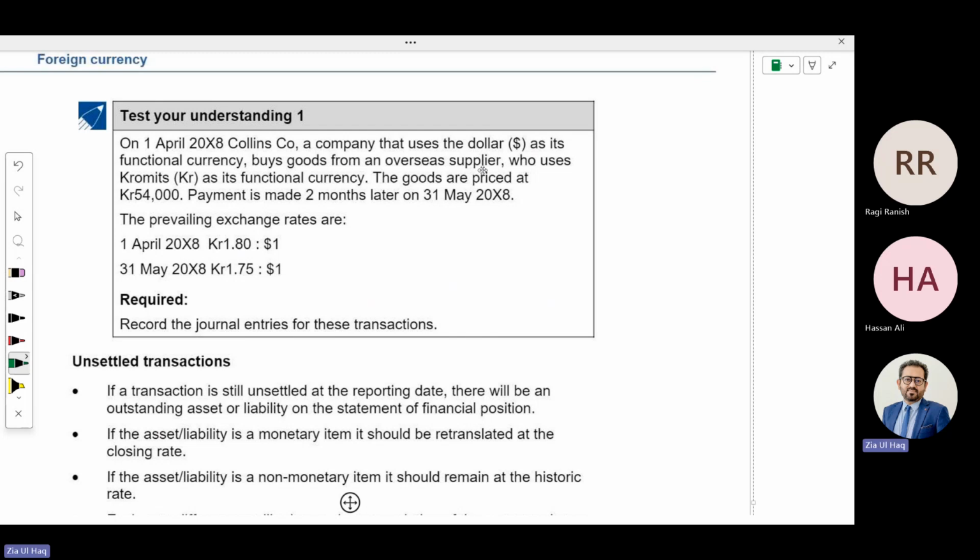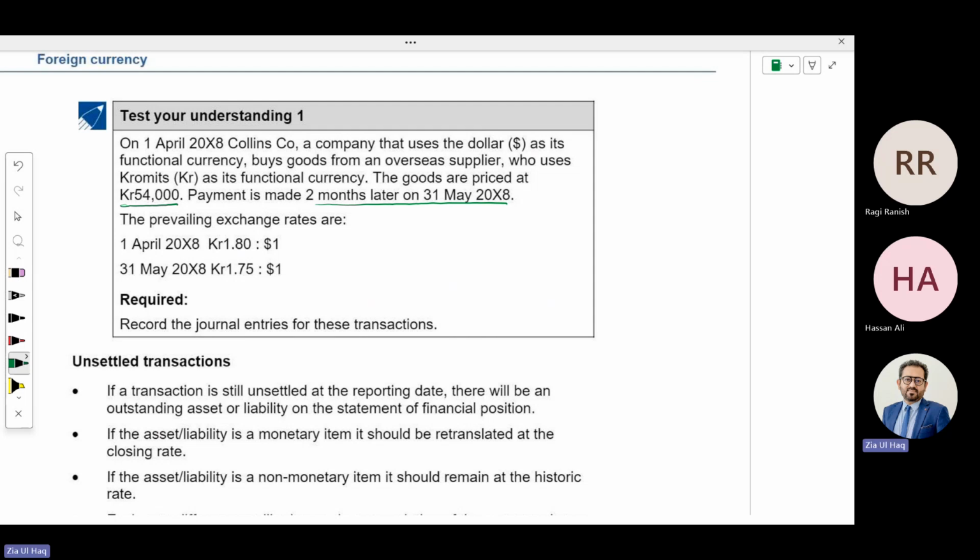Buys goods from an overseas supplier who uses Kroms (KR) as its functional currency. This means we are buying goods from an overseas supplier in another country, and their currency is KR. The goods are priced at 54,000 KR, but we need to record in dollars. Payment is made 2 months later on 31st May 2008.